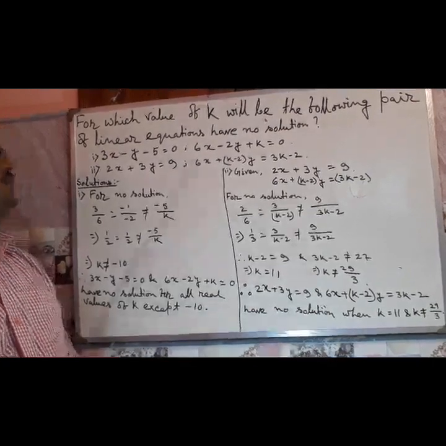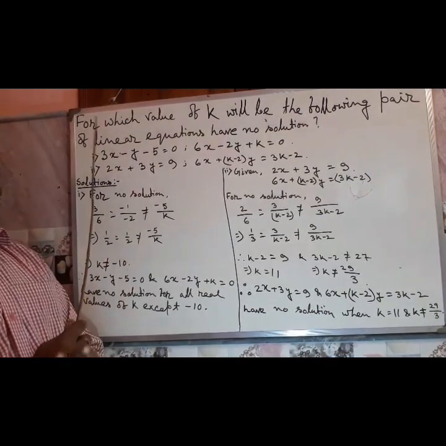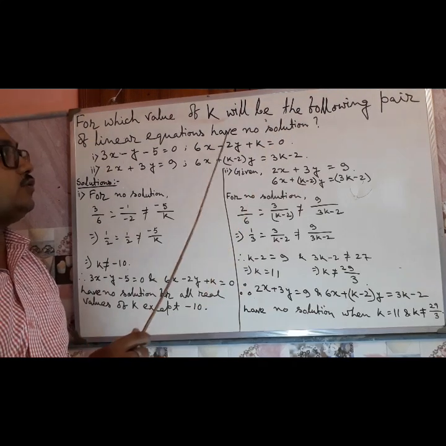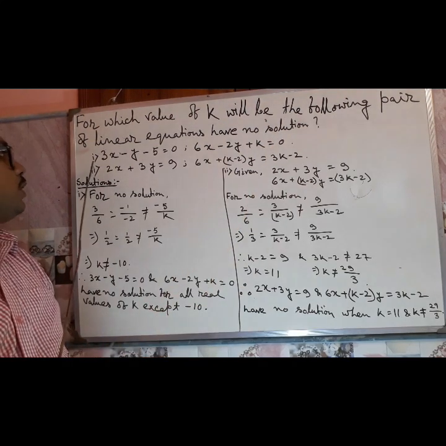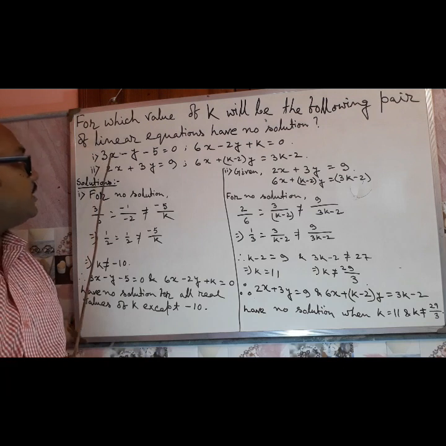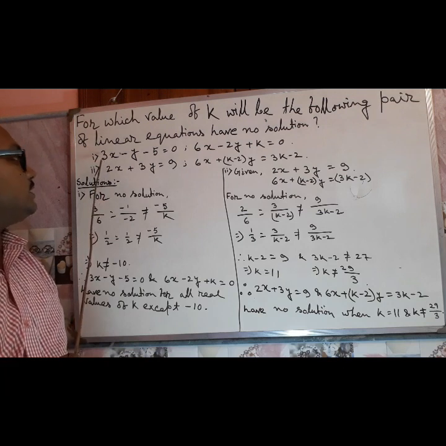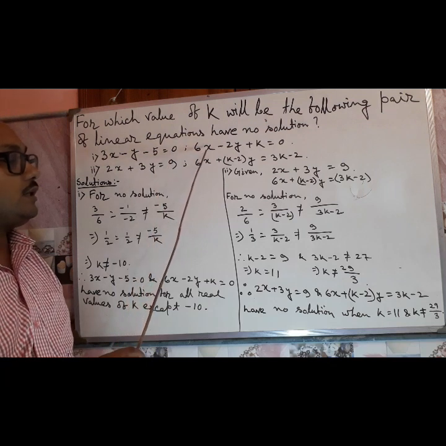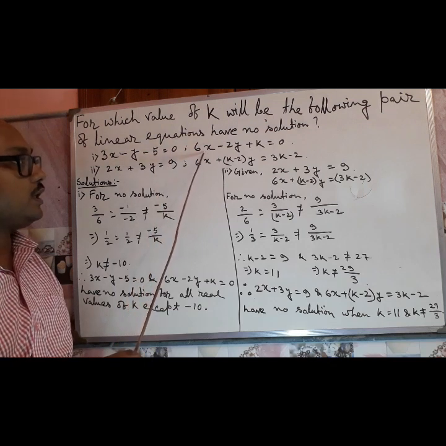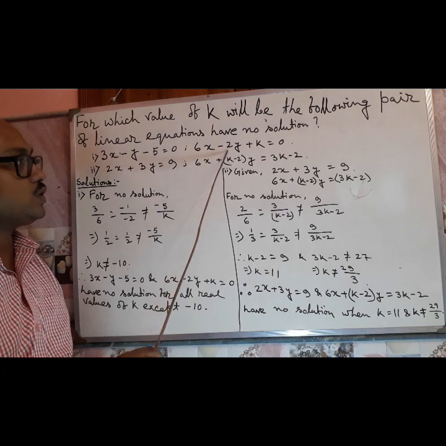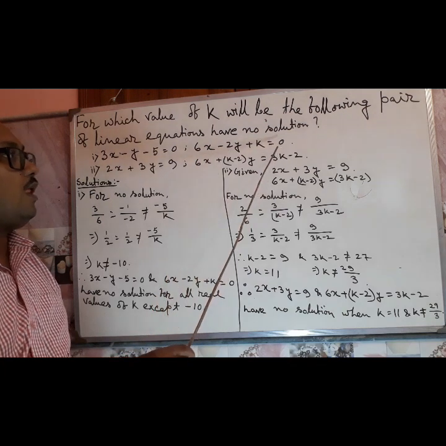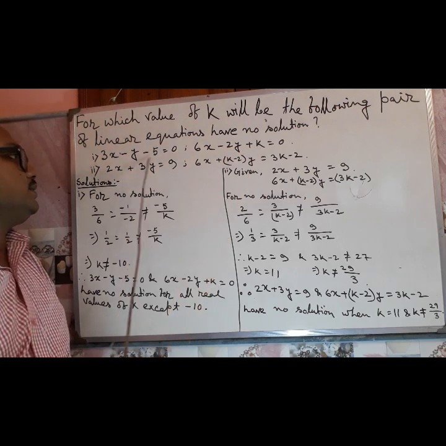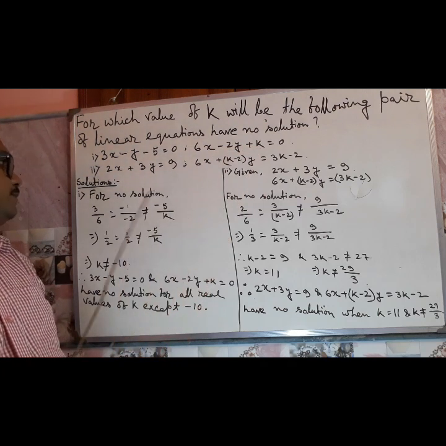Another problem is given, that is, for which value of k will the following pair of linear equations have no solution. Two sets of problems are given, you see. The first set is 3x minus y minus 5 is equal to 0, and the second equation for the first set is 6x minus 2y plus k is equal to 0. In this case we have to find the value of k for which the system has no solution.